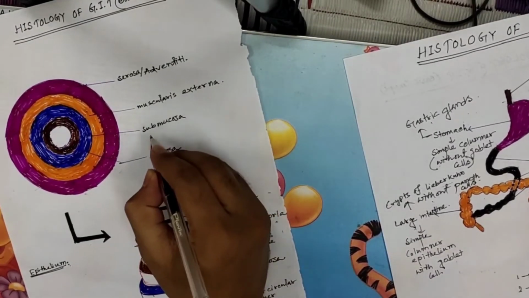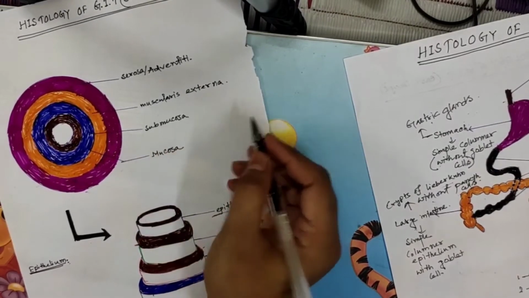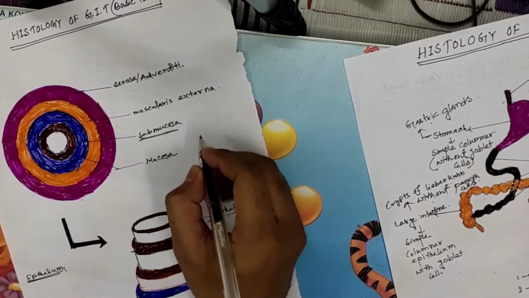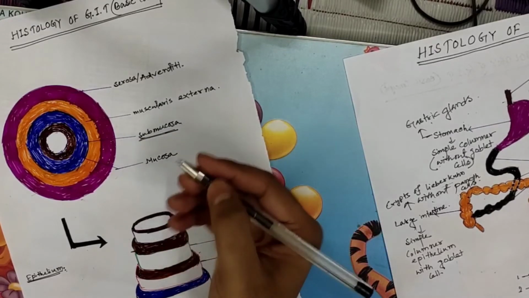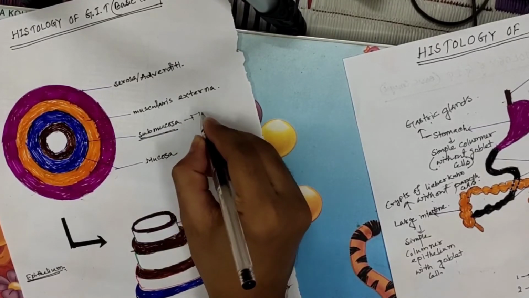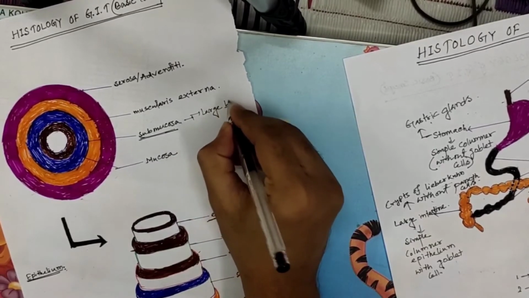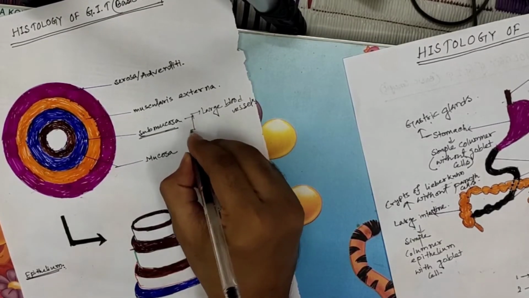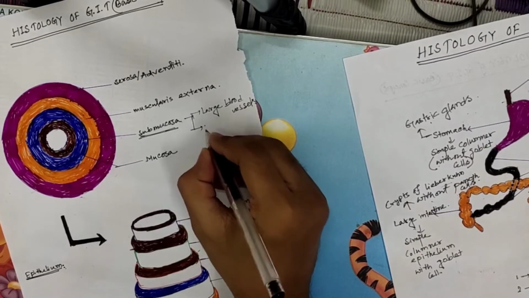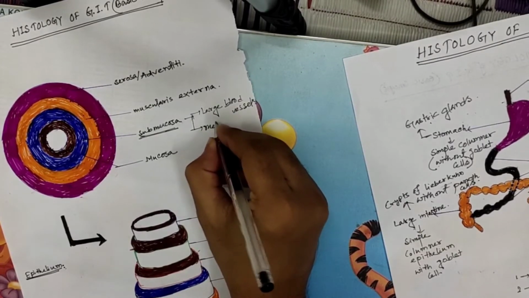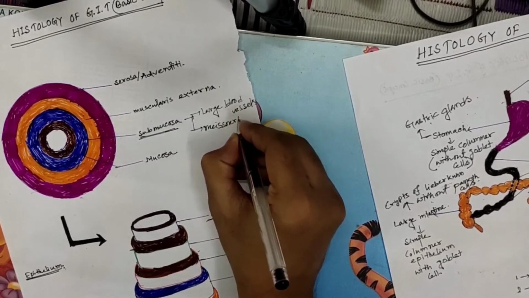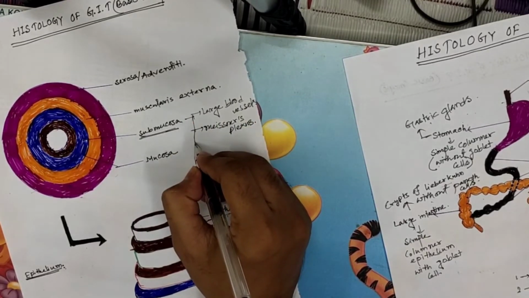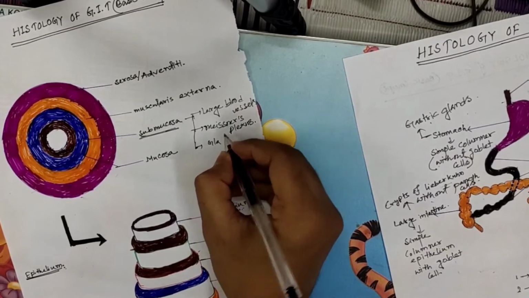Let's talk a little bit about the second innermost layer of the gastrointestinal tract, the submucosa, which is an irregular, dense, fibroelastic connective tissue layer which has large blood vessels. Its components are large blood vessels, and here a nerve plexus is present, which is Meissner's plexus.